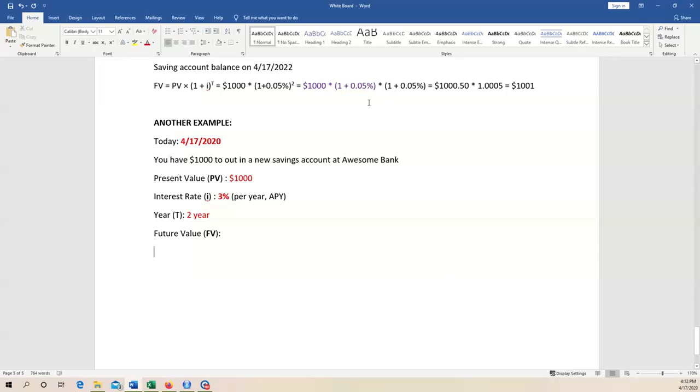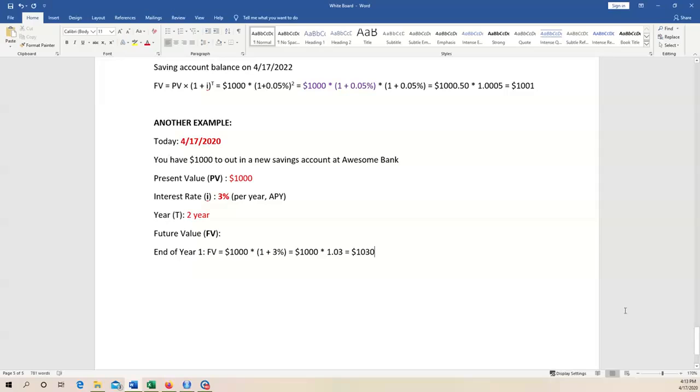And remember, what's the formula to calculate the future value? Since it's 2 years, let me do it step by step. At the end of the first year, what is your future value, or your savings account balance? It will be $1,000 multiplied by 1 plus 3%, which is 1,000 US dollars times 1.03, since 3% is 0.03. Let me use a calculator. At the end of the first year, you are going to have $1,030 in your savings account.